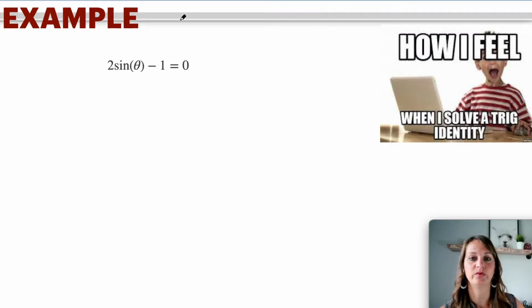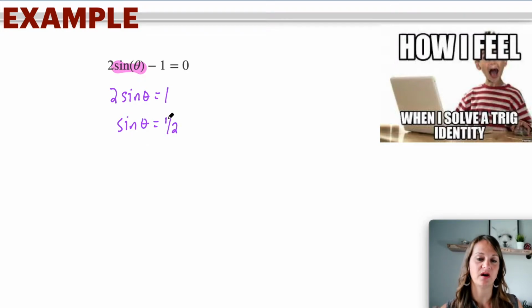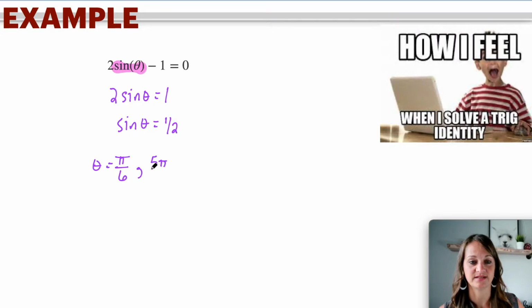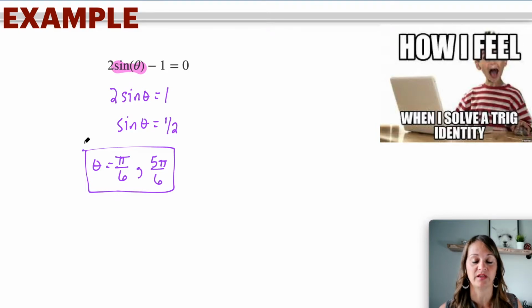Next example, again, we are going to isolate the trig function. So we're first going to add 1, and then we're going to divide by 2. And so now on the unit circle, where is your y value, because sine is y, where is your y value equal to 1/2? That happens at pi over 6, but that also happens at 5 pi over 6. It's going to happen in more than one place, so make sure you put all of those on there. Again, if this was in degrees, then you would just convert to degrees, which happens at 30 degrees, and it happens at 150.